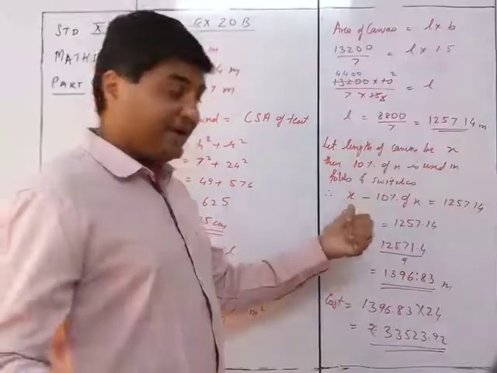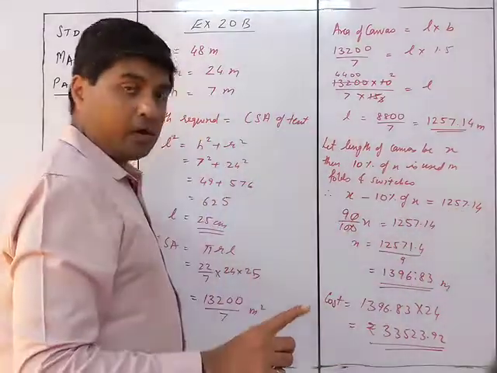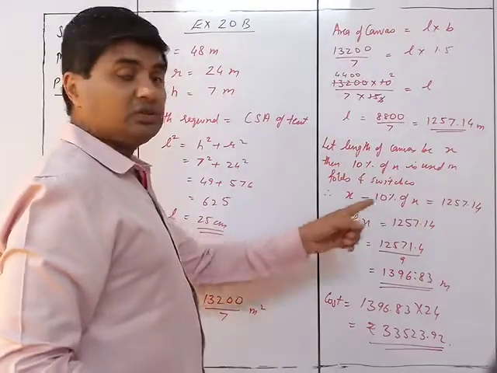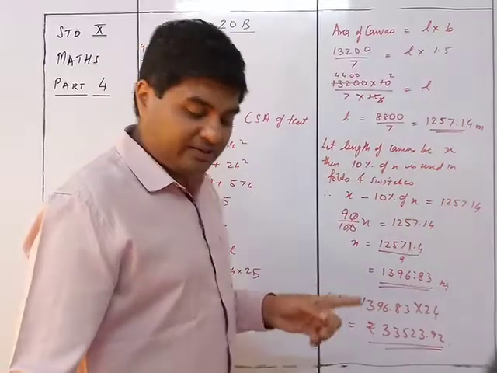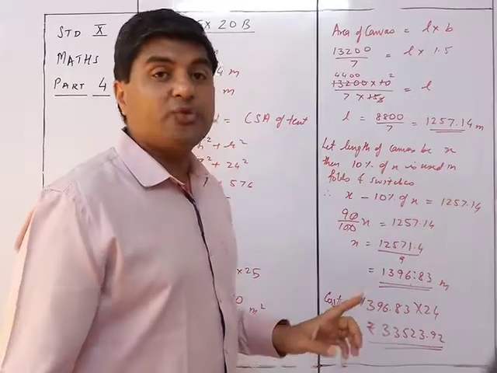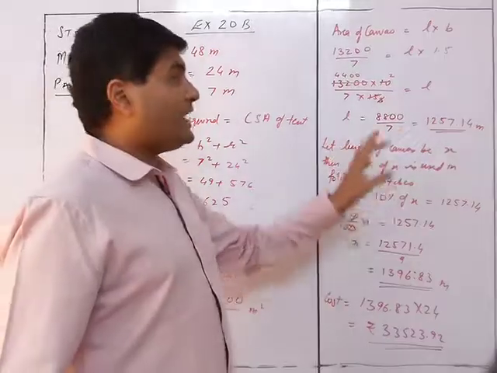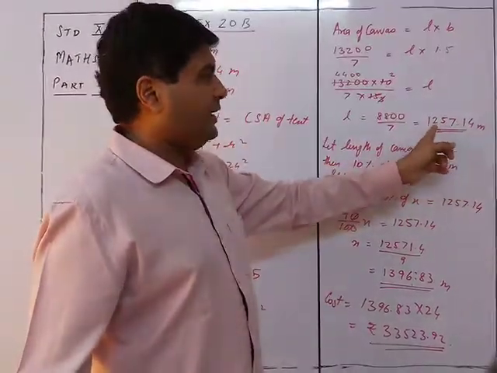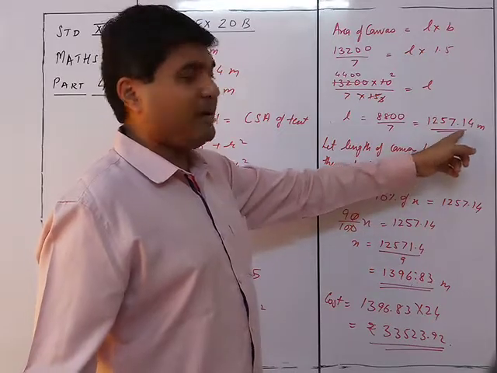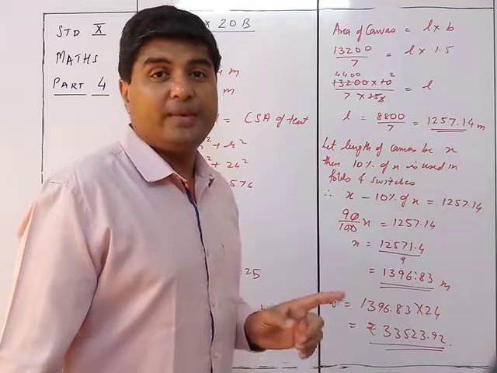Let the canvas be x, then x minus 10% of x is equal to this much. This you are going to use when it is 10% of the canvas used. And when you are saying that canvas used in folds and switches is 10% of the CSA, at that time you are just going to add 10% to this thing, that is, add 1257 plus 125 and find whatever answer comes. Okay, so this is very important over here.